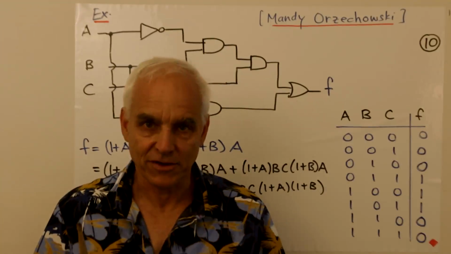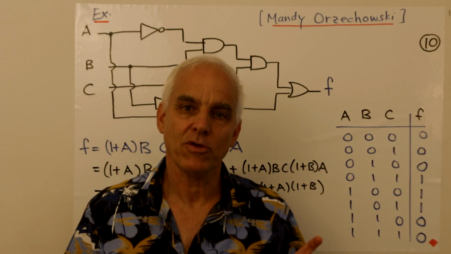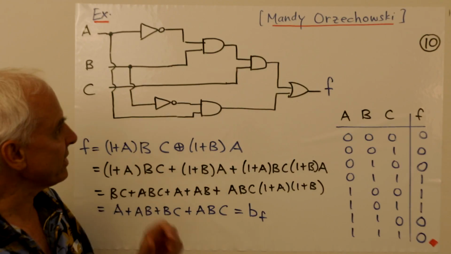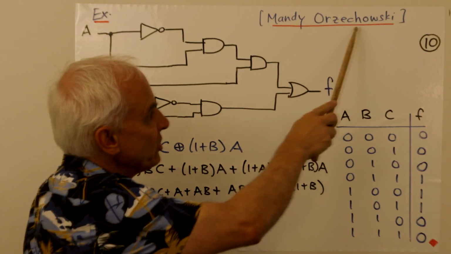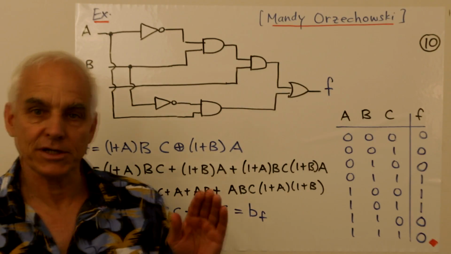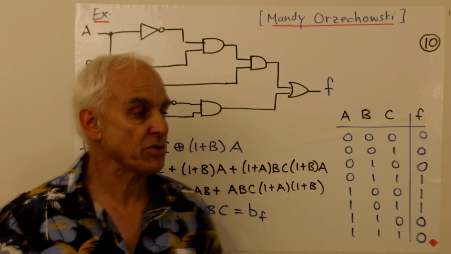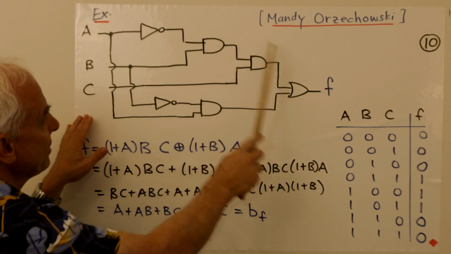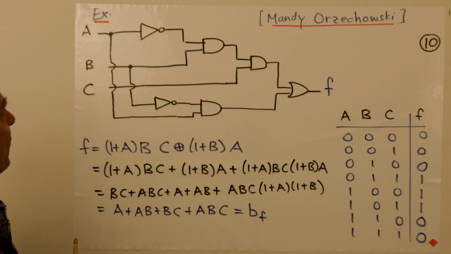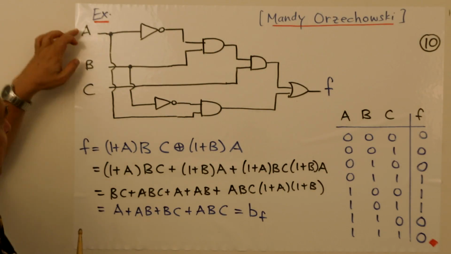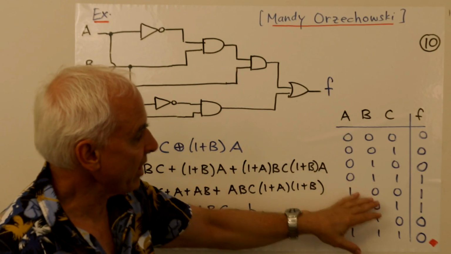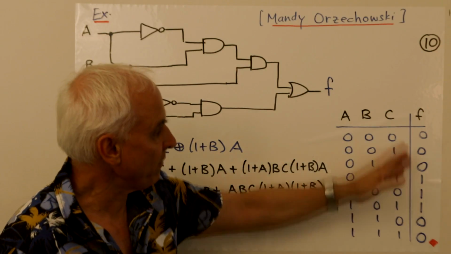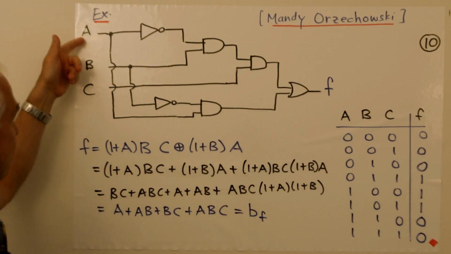So let me illustrate this with a nice little example. And I chose an example that's actually treated in a nice video by Mandy Orzechowski, and I'll put a link to it in the description. So this is the logic gate that she considers. And we have inputs A, B, and C. And here's a truth table, or evaluation of this output F in terms of A, B, and C.